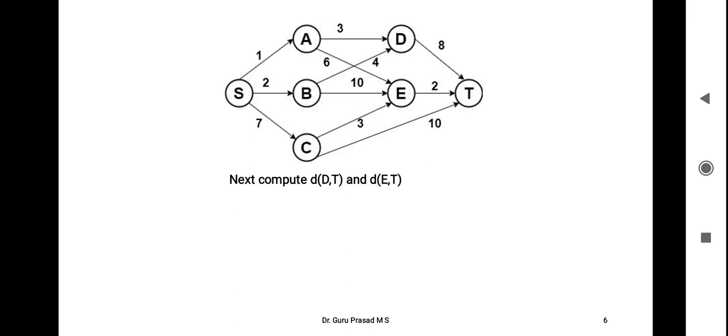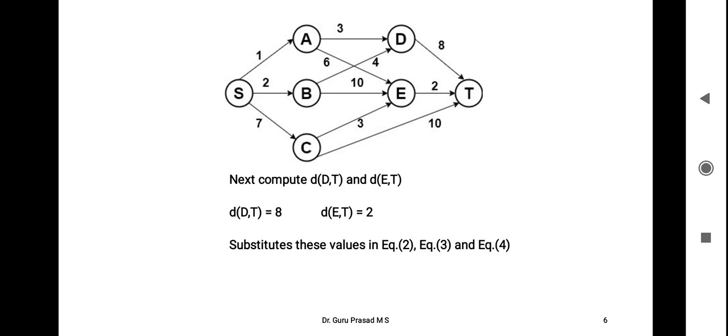Next compute d(D, T) and d(E, T). d(D, T) equal to 8. There is a direct edge from vertex D to T, so the value is 8. d(E, T) equal to 2. There is a direct edge from E to T and its weight is 2. Substitute these values in equation 2, equation 3 and equation 4.